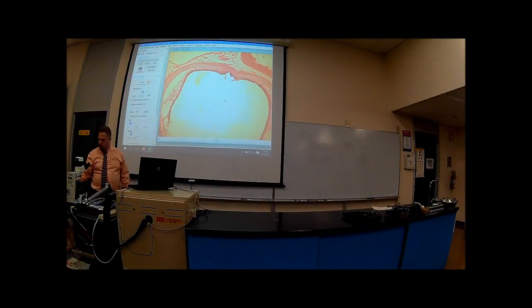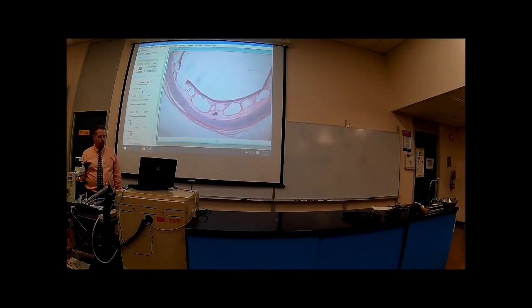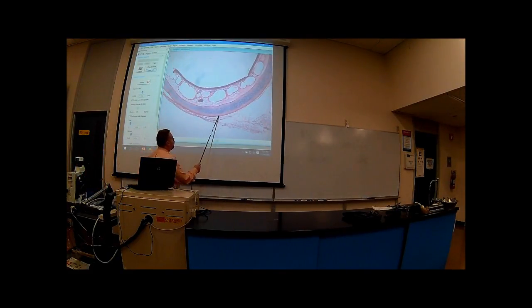So let me see if I can get a clearer picture of this. That's better. All right, so let me show you again. Okay, so again, here's the hyaline cartilage. You can see the adipose tissue all in here. Blood vessels. Okay. And then you have the ciliated pseudostratified epithelium leading to our lumen.